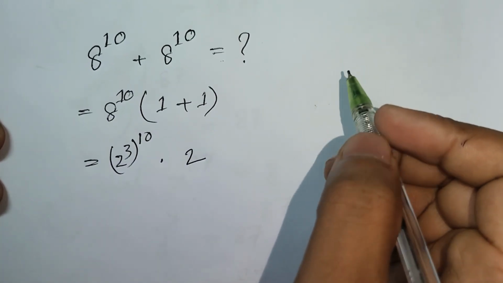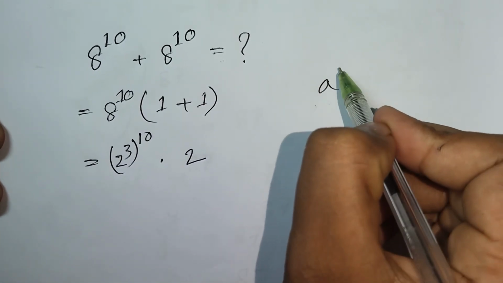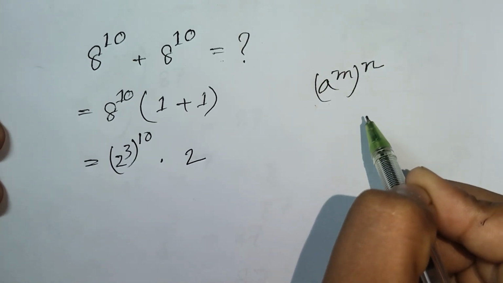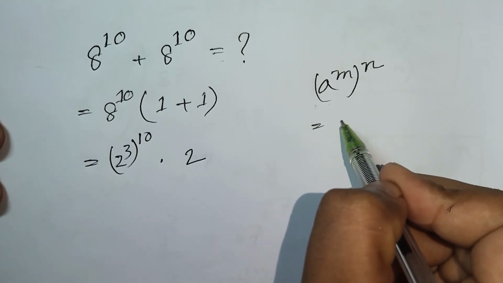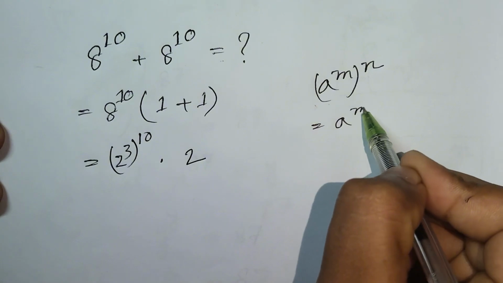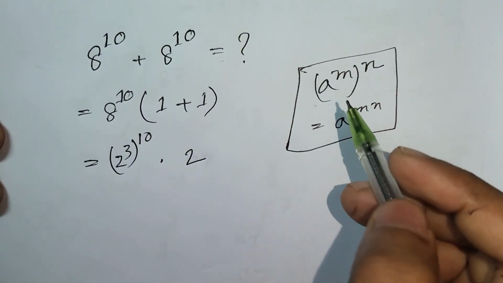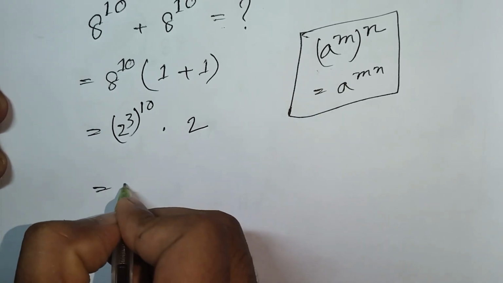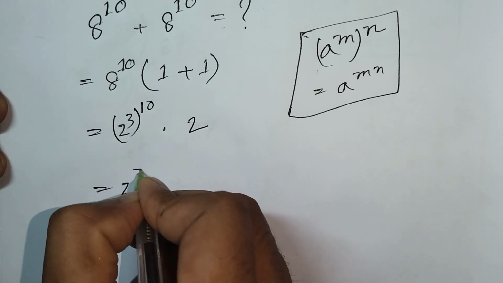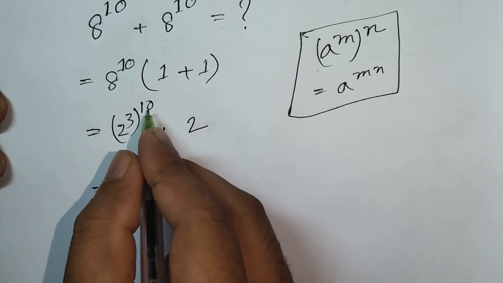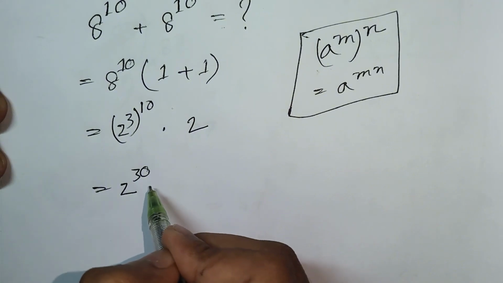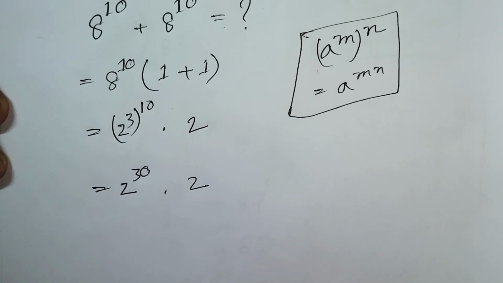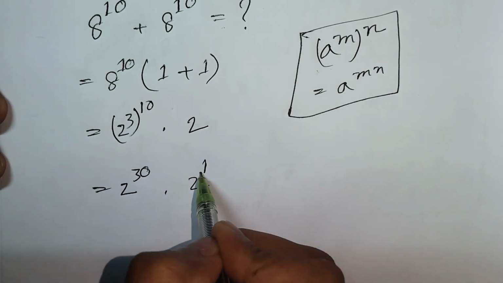Here the rule shows that a power m bracket n is equal to a power mn. So we can write here 2 power 3 times 10, that is 30. 2 power 30 times 2. 2 is same as 2 power 1.